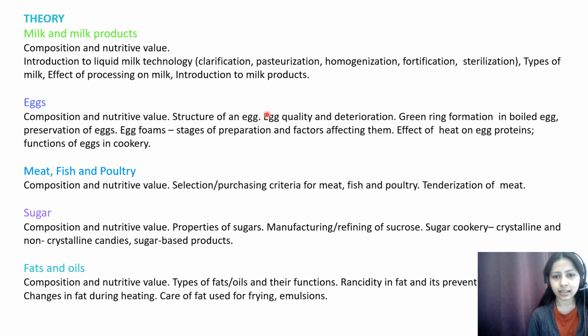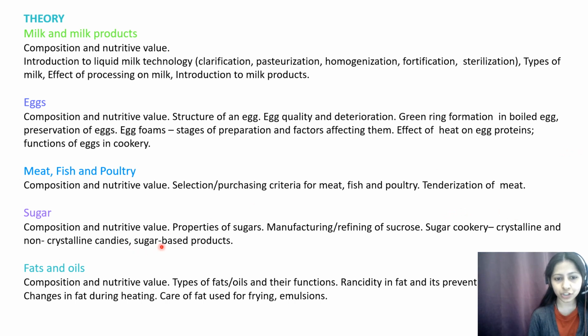In eggs, it's egg quality deterioration, the green ring formation in boiled eggs, egg foams, then effects of heat on egg proteins. In meat and poultry, its selection, purchasing and criteria of meat, fish, poultry, the tenderization of meat. Try to cover this part thoroughly, the tenderization of meat.